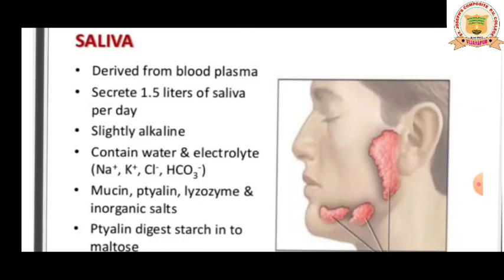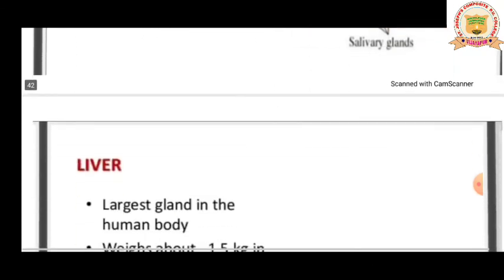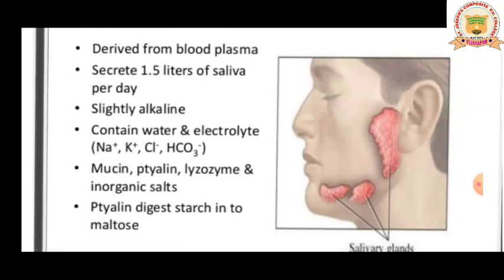You are supposed to remember the composition of saliva for competitive exams. Saliva is slightly alkaline in nature. It contains water as well as electrolytes like sodium, potassium, chlorine, bicarbonate. It also has mucin, ptyalin, lysozyme and inorganic salts. Ptyalin digests starch into maltose. So ptyalin is responsible for the digestion of starch into maltose. It converts starch into a simple sugar called maltose. So this is the composition of our saliva.